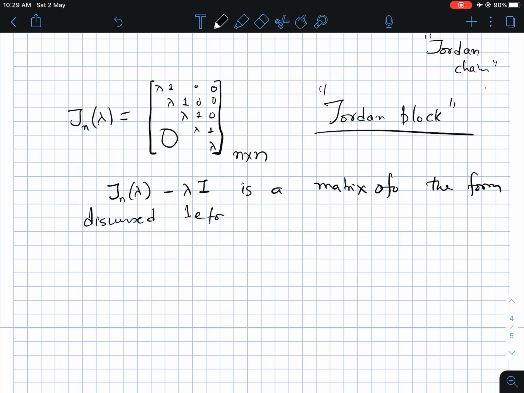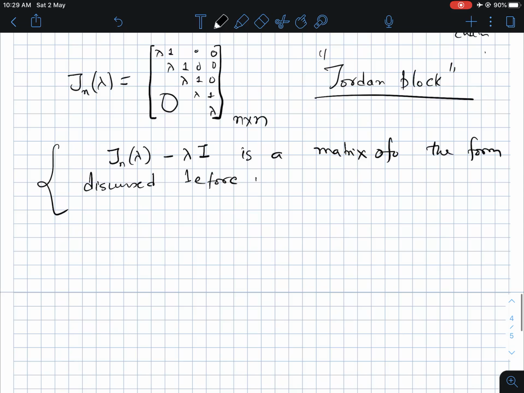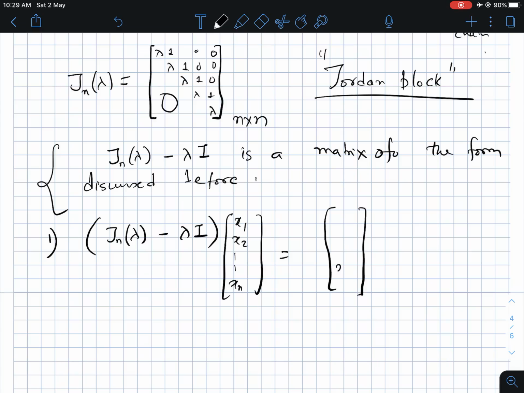Most of what I'm going to say is going to follow from this intuition. Let us look at some very interesting and simple properties. What about the action of Jn? Instead, I'm going to look at the action of Jn minus lambda I on a vector x1, x2 to xn. It is the shifting action: the first coordinate will be thrown out and the last coordinate will be made 0. Again, same as before, nothing really different, correct?